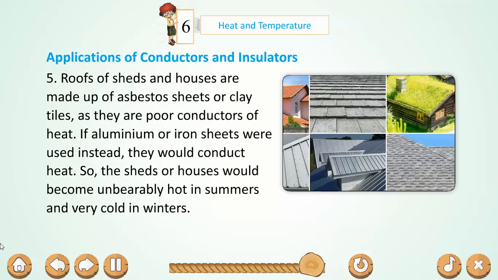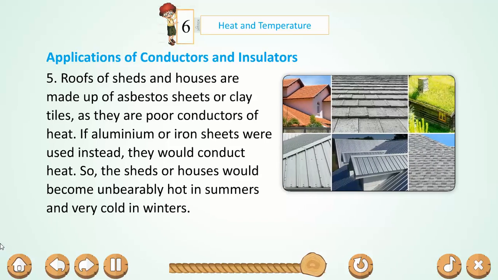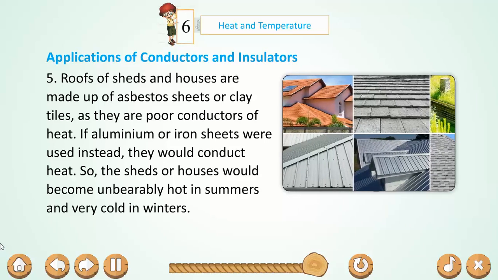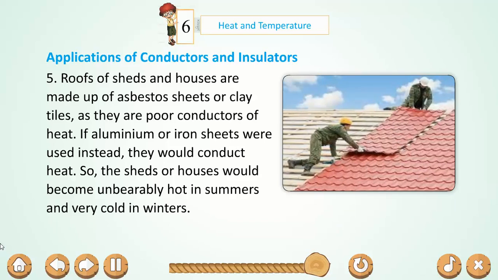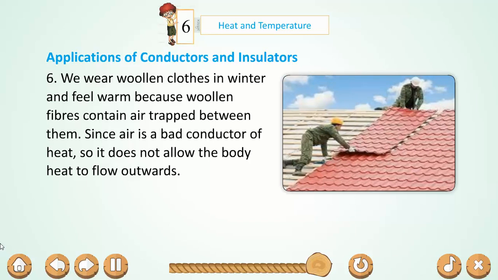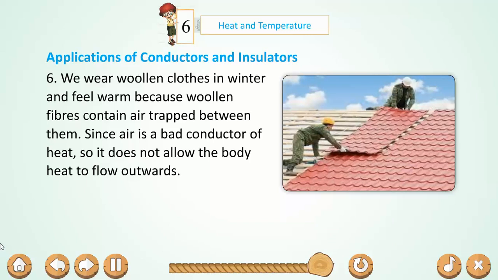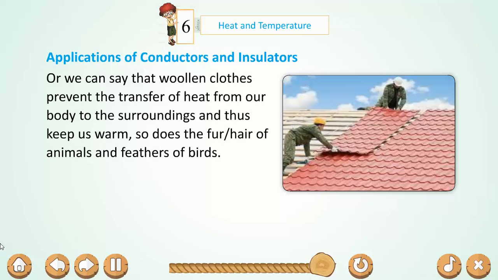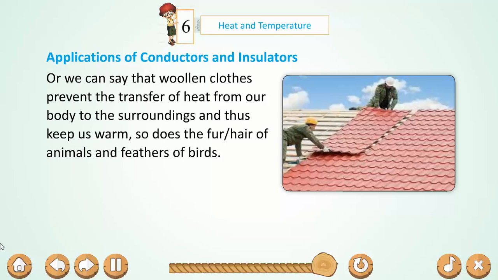Roofs of sheds and houses are made up of asbestos sheets or clay tiles, as they are poor conductors of heat. If aluminium or iron sheets were used instead, they would conduct heat, so the shed or house would become unbearably hot in summers and very cold in winters. We wear woolen clothes in winters and feel warm because woolen fiber contains air trapped between them. Since air is a bad conductor of heat, it does not allow the body heat to flow out. Or we can say that woolen clothes prevent the transfer of heat from our body to the surroundings.